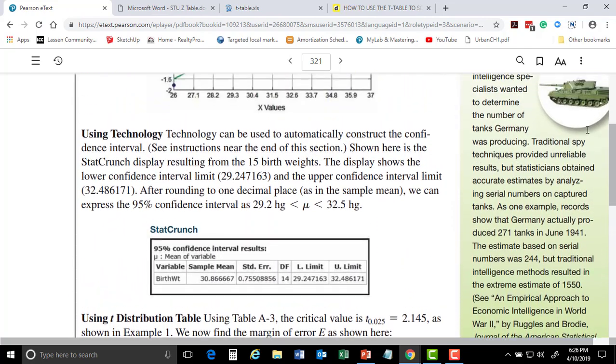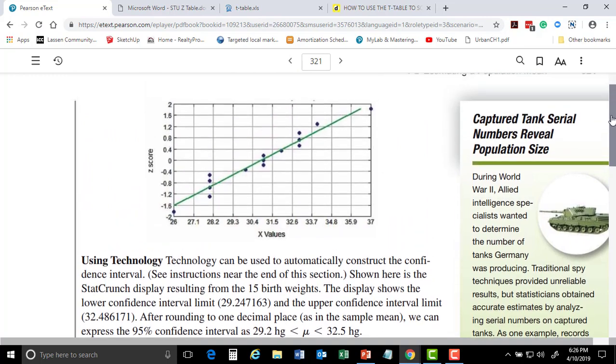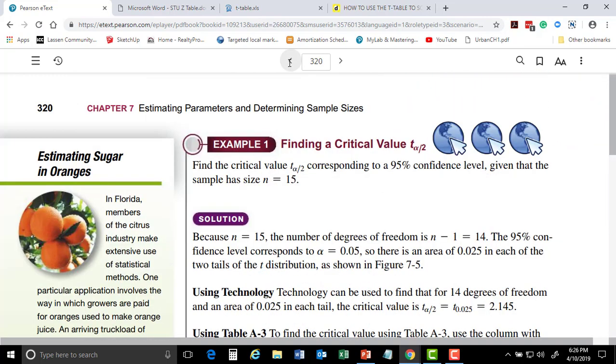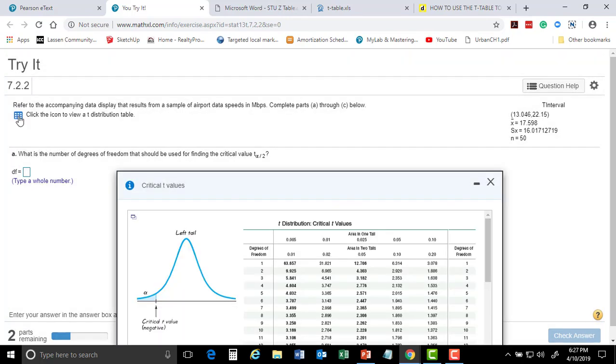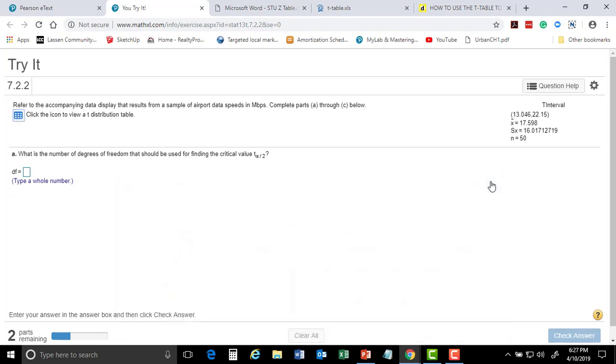Okay, so what data is this? I'm trying to find which one of these it is. I don't know what data set we have. Oh, this is a problem. Well, this is easy enough because they're asking for degrees of freedom. So this one already gives us our t distribution table. n is 50.